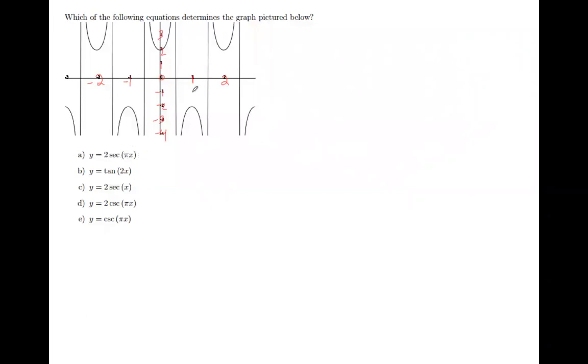Okay, so first off, this shape suggests either a secant or a cosecant graph. So B is out. Okay, this is not a tangent graph. So this is either A times the secant of bx minus c plus d, or A times the cosecant of bx minus c plus d.